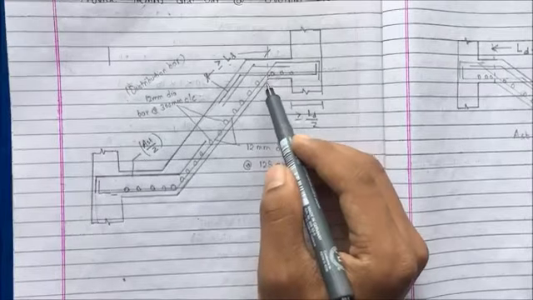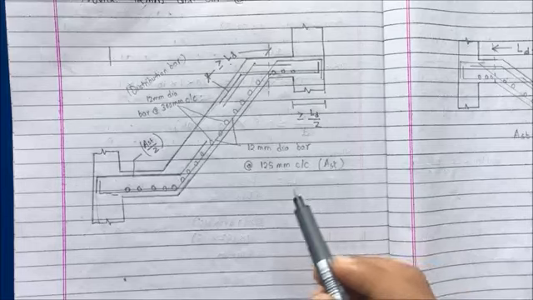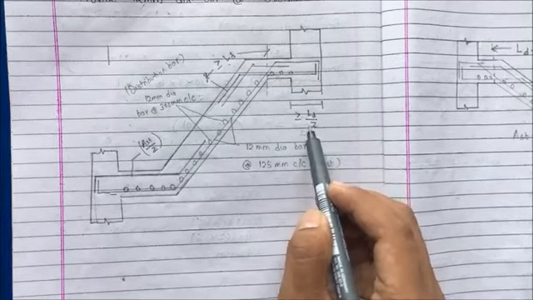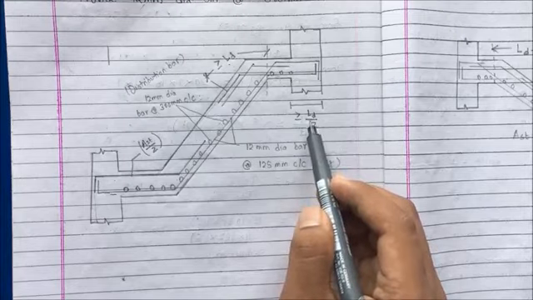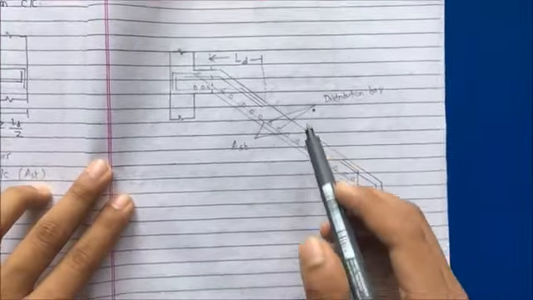And the bars are embedded into the support members like wall or beam, and this should be greater than or equal to LD by 2, that is half of the development length. This is also the reinforcement detailing.